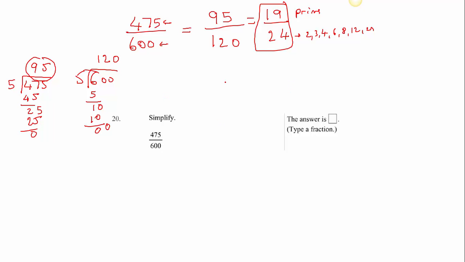And then you do the same thing. 95, you divide by 5 again. That's a 1. Remainder is 4. Bring down the 5. 45 divided by 5 is 9. That's how we got the 19. And also 120 divided by 5. 2 times 5, 10. Remainder is 2. Bring down the 0. 20 by 5 is 4. And that's how we got the 24. So the final answer is 19 over 24.